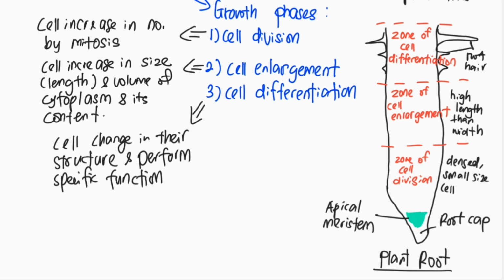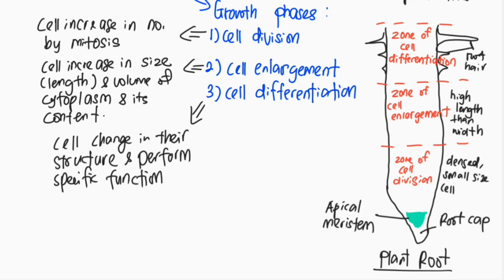So in this case, cell tu sudah form a structure known as root hair. So kalau sudah ada specific structure, it can perform specific function. So for root hair, it can function to increase surface area for absorption of water and dissolved mineral.